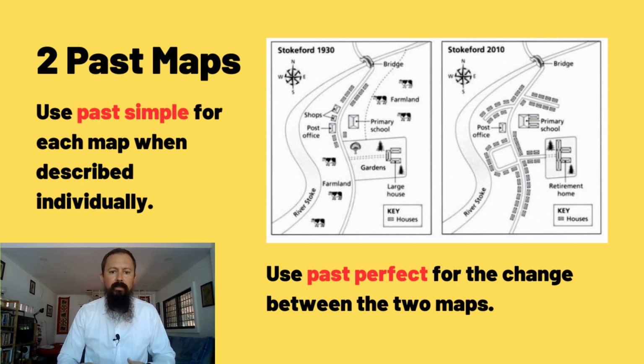So first of all, we have these two maps from the past. And in this example, we can see we've got a map from 1930 and a map from 2010. So if we're going to describe each map individually, we're going to use the past simple because we're talking about something that happened at a moment in the past. However, if we're going to talk about the changes between the two maps, then we're going to use the past perfect tense. Let's look at some examples then.